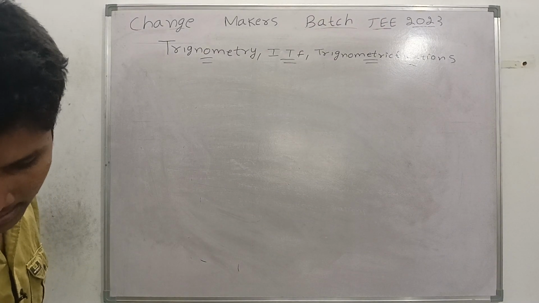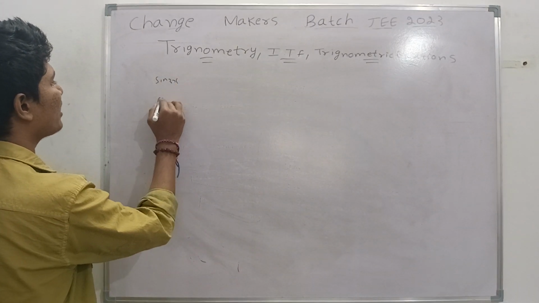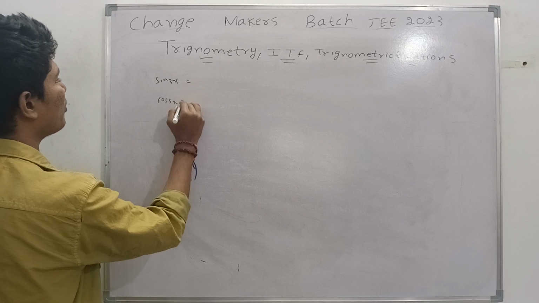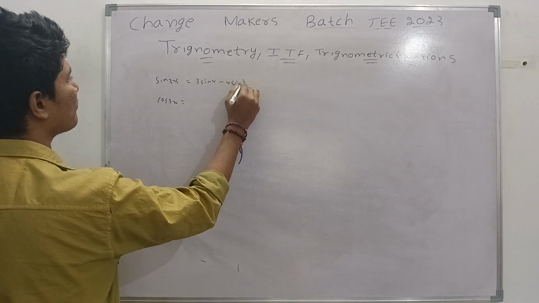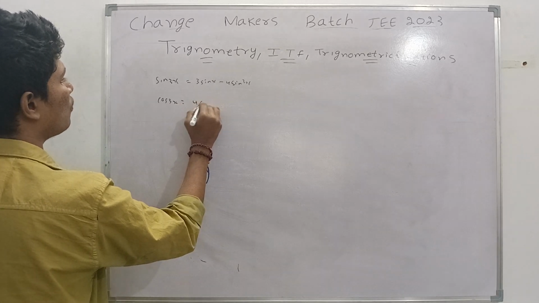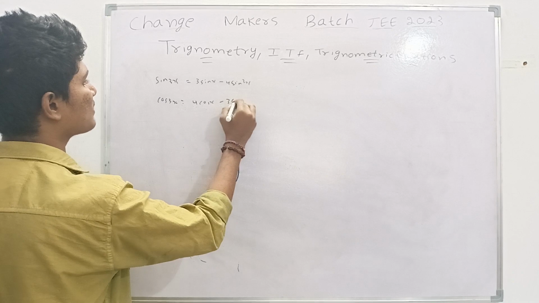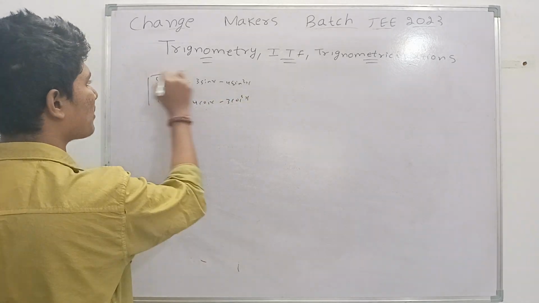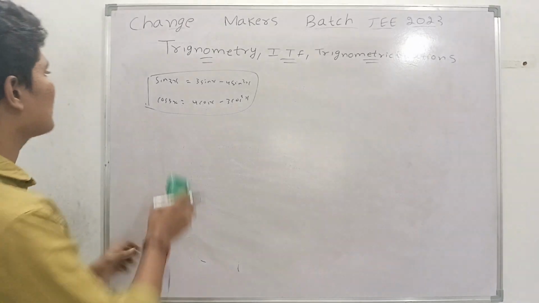Now the third set of formulas, that is sin 3x and cos 3x. It is very important. Sin 3x equals 3 sin x minus 4 sin cube x. Cos 3x equals 4 cos cube x minus 3 cos x. These two are the formulas for sin 3x and cos 3x. This is the third set.